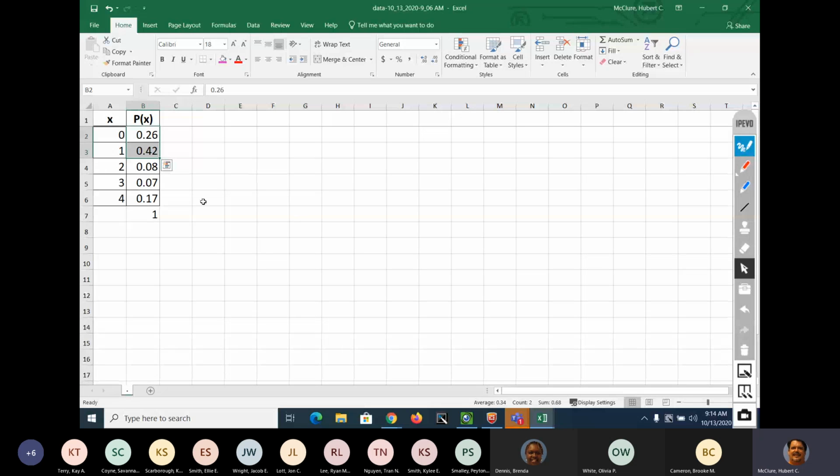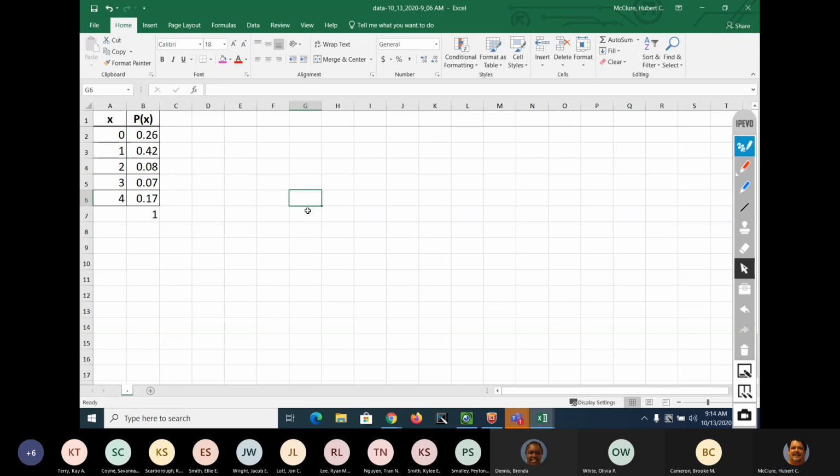Now, why didn't I include 2? Because less than 2 marriages does not include 2. Now, if I said at most 2 marriages, at most 2 marriages would include 2. So less than 2 marriages would be 0.68. At most 2 marriages would be 0.76.